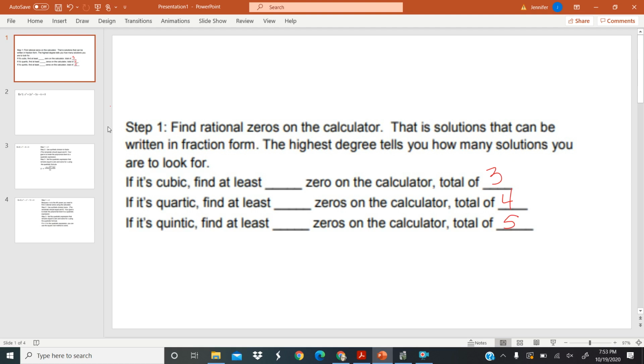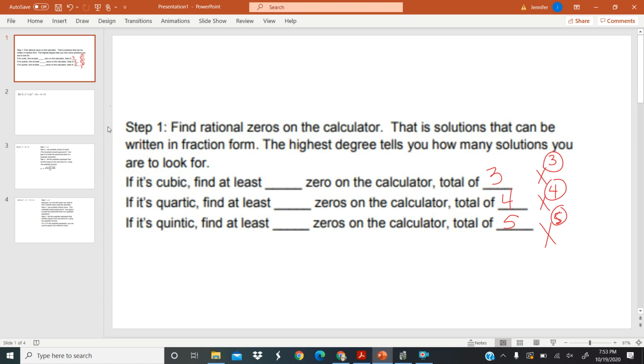I did this a little bit backwards because I wanted to talk about the total number of roots or solutions that you're looking for first. For cubic, that means you have x to the third power. For quartic, that means you have x to the fourth power. And quintic is x to the fifth power. So it's whatever the highest degree is in each of these. That's how many total solutions you'll be looking for.